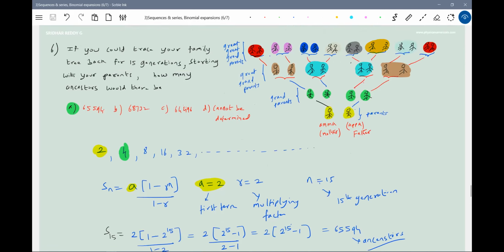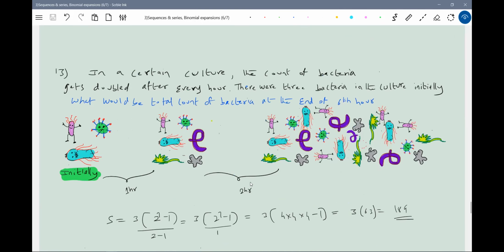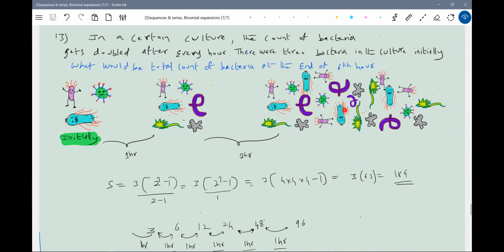So you see, it's not that mathematics is something scientists invented; they observed it in nature and brought out the maths. So what we should do now is go back and rediscover things, go back to nature. I think there's a bacteria widely used in labs. There were 3 bacteria in the culture initially. What would be the total count of bacteria at the end of the 6th hour?